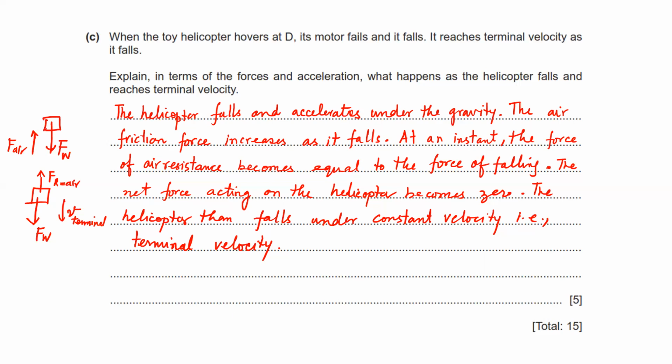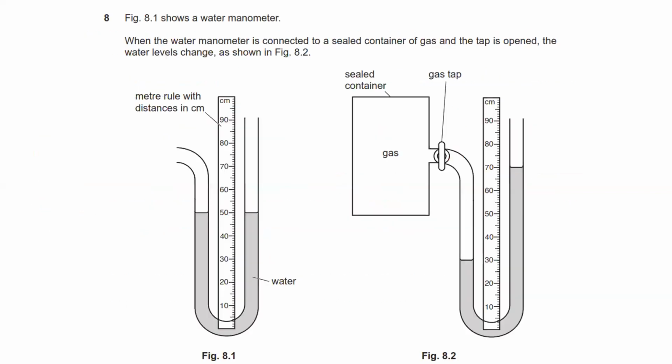So the helicopter falls and accelerates under the gravity. Number one, the force of friction starts to increase as it falls. Number two, the instant at which the air resistance becomes equal to the force of falling. Number three, the net force acting on the helicopter becomes zero. Number four, at that point, the velocity of the helicopter is the terminal velocity. That is the fifth point. So these are the 5 points you need to mention to secure complete credit for this question. So moving ahead, question number 8.